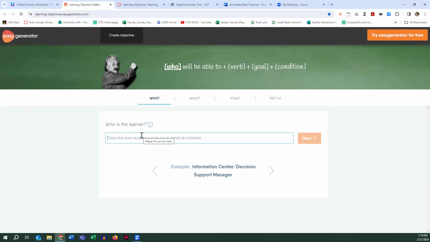Who is the learner in this case? I just put in a blood bank student. You just put in what? Blood bank students, because that's just what I teach. I'm kind of doing it along with you, which is kind of fun. Okay, so you said blood bank student. Let's try that.